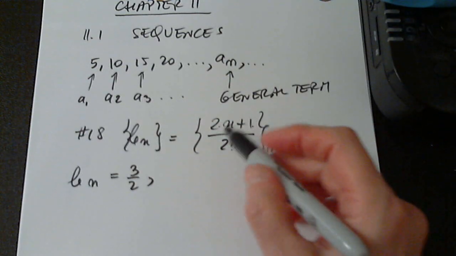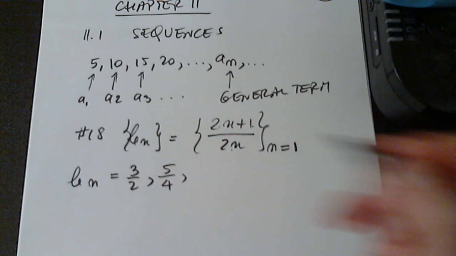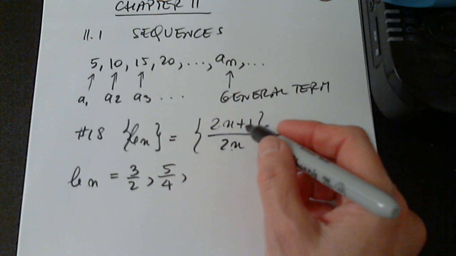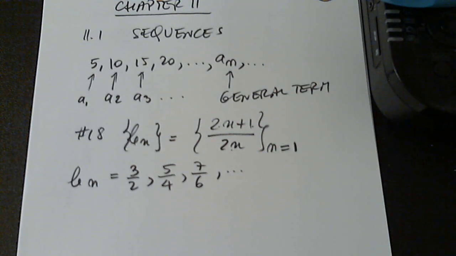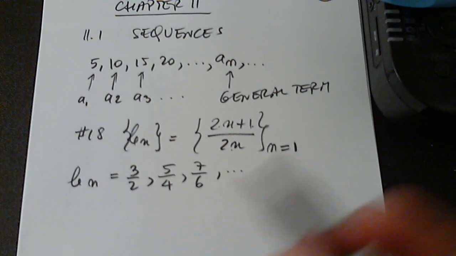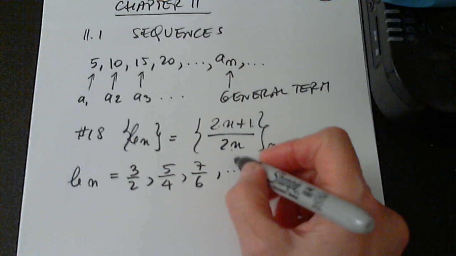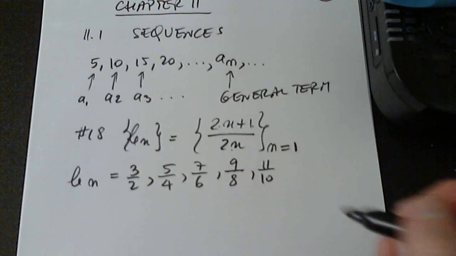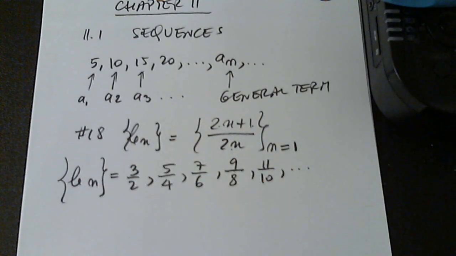When n is 2, 2 times 2 is 4, plus 1 is 5 over 4. When n is 3, 3 times 2 is 6, plus 1 is 7 over 6, and so on and so forth. They're asking us to write 5 terms. Okay, fine. So when n equals 4, 9 over 8, and 11 over 10, and dot, dot, dot. Yes, we can put the braces at the beginning.